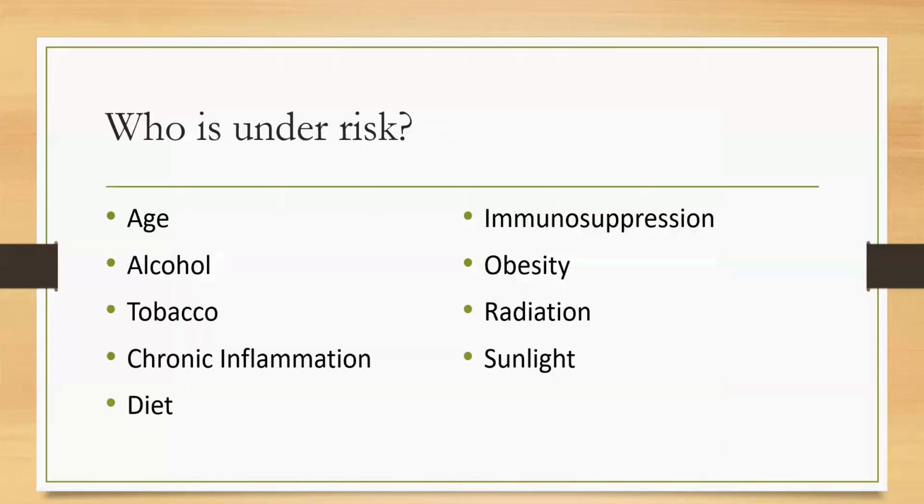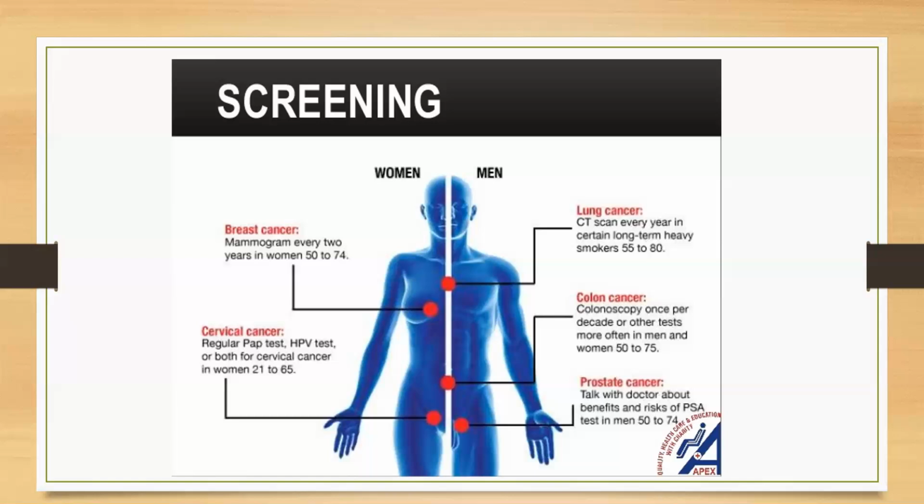And for colon cancer, a colonoscopy should be done once in 10 years, or if the person is prone to cancer or has a familial history, tests should be done more often, in the age group between 50 and 75. Coming to prostate cancer, a PSA test in men between 50 and 74 years of age should be done. And they should speak with the doctor if they have any symptoms regarding these warning signs.